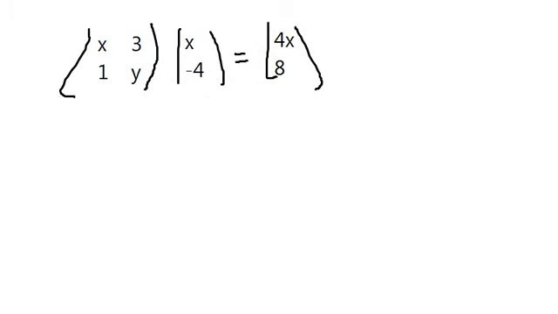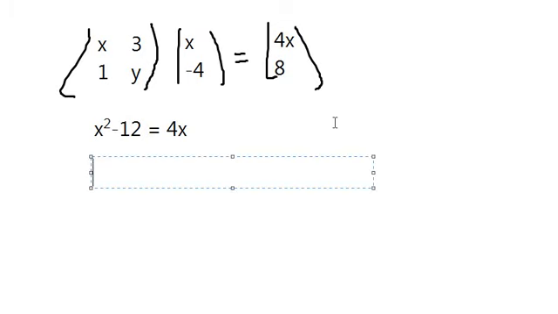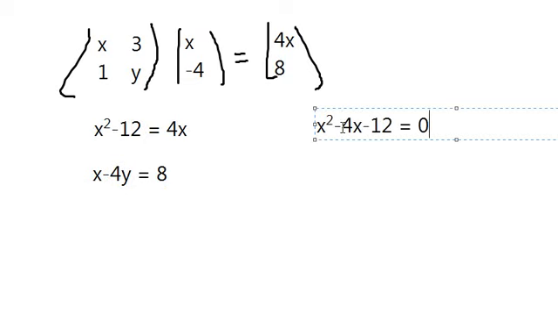So now we can make equations out of them. So x squared minus 12 will be equal to 4x. So that's helpful, I guess, in some ways. And x minus 4y will be equal to 8. So that is not helpful because there is a y there. So let's solve this one first. So we can rearrange that to x squared minus 4x minus 12 is equal to 0 because we moved the 4x away from this side.